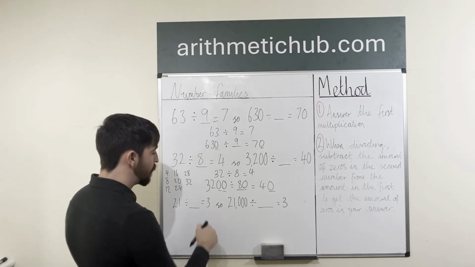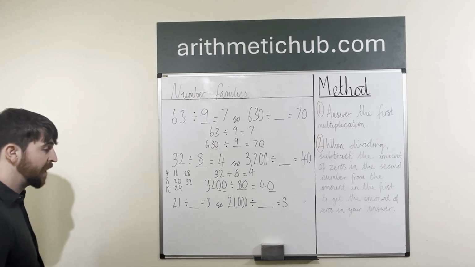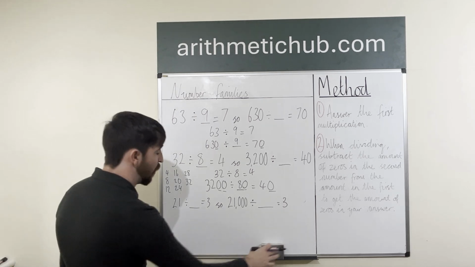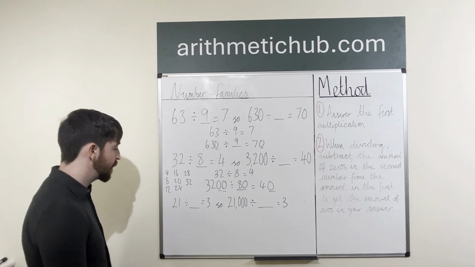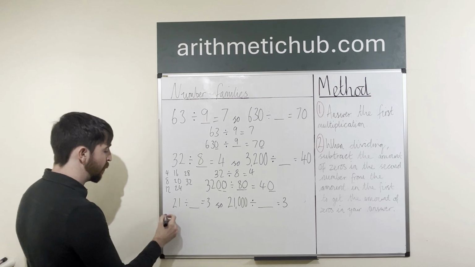Okay? The final question. 21 divided by something is going to give us 3. So 21,000 divided by something is going to give us 3. So let's have a little look. 21 divided by what's going to give us 3?